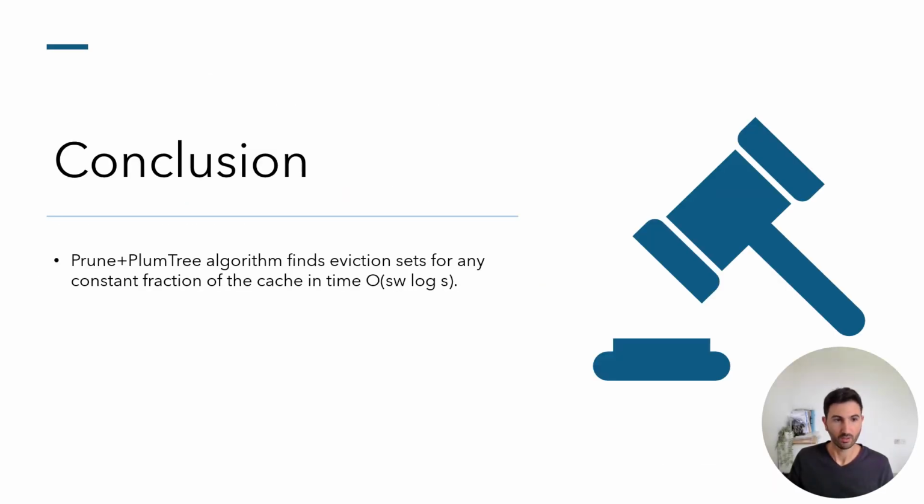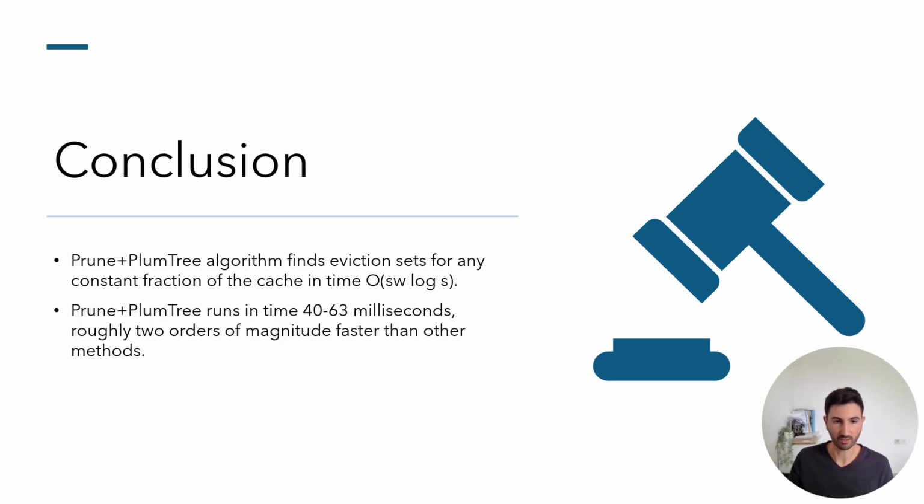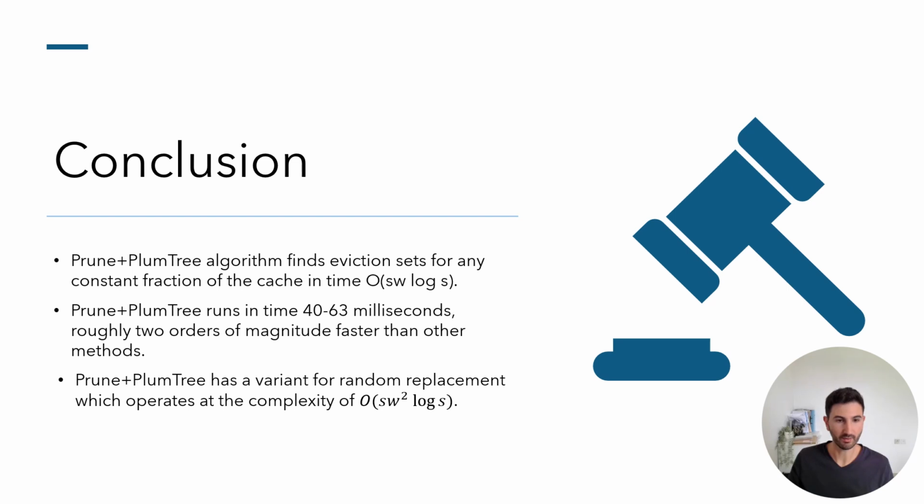To conclude, we show the Prune+PlumTree algorithm that finds any constant function of the cache in time complexity of SW log S. We show an implementation of the algorithm on 3 Intel CPUs from the 8th, 9th, and 10th generations with a runtime of 40 to 60 milliseconds that outperforms the state-of-the-art by 2 to 3 orders of magnitude. In the paper, we show a variant of the algorithm for random replacement policy with time complexity of SW² log S. Also, we show in the paper that the Prune+PlumTree runtime is asymptotically tight.